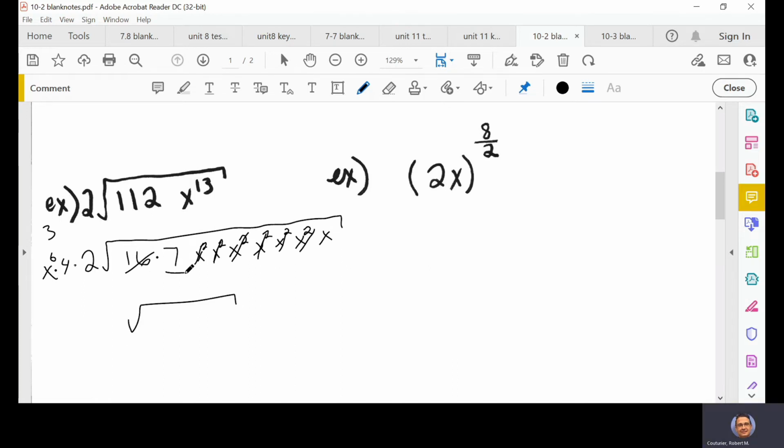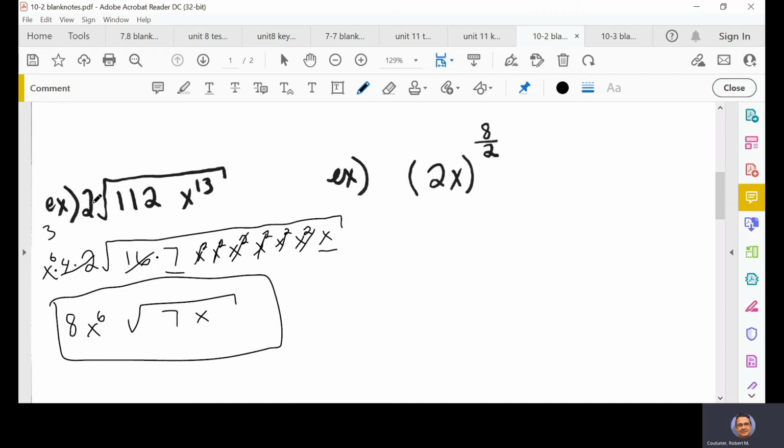Inside, the only thing left is a 7 and a single x. And then we have what? 2 times 4, that's 8. And the x to the 6th power comes down. And like that, you've just simplified something that looks way nastier than you think, and it actually comes out to something pretty simple.